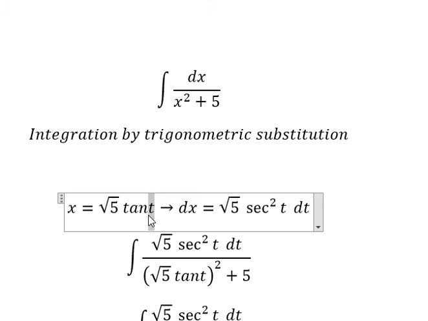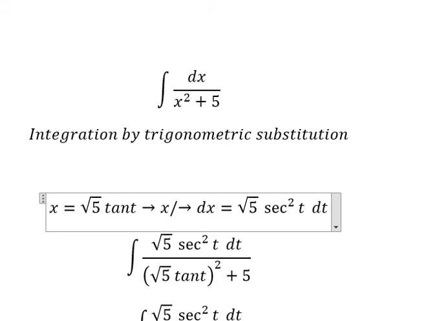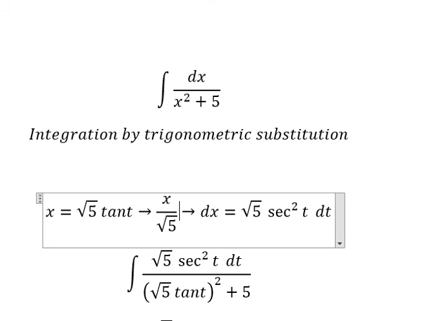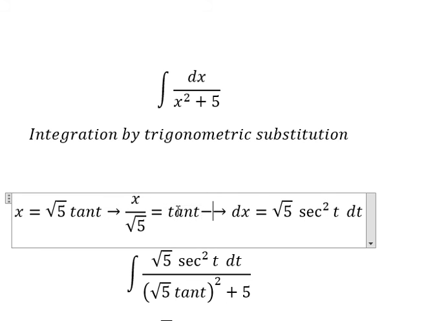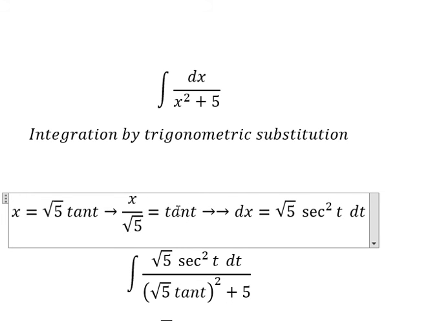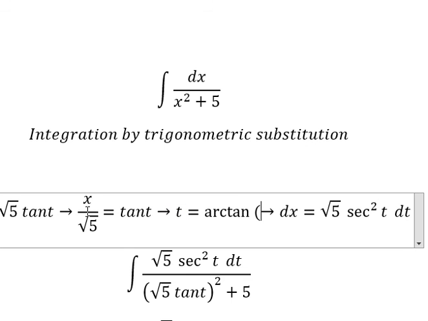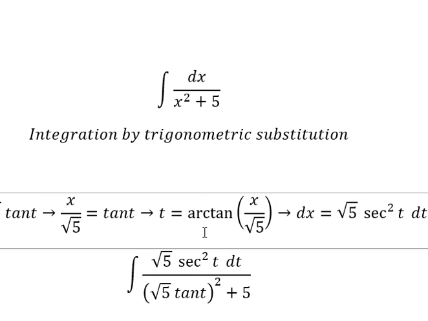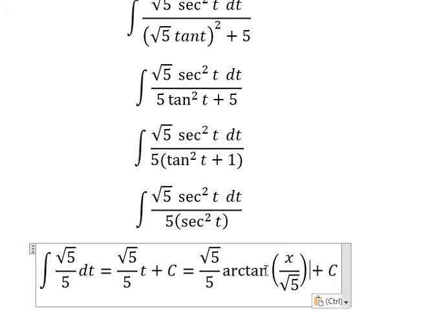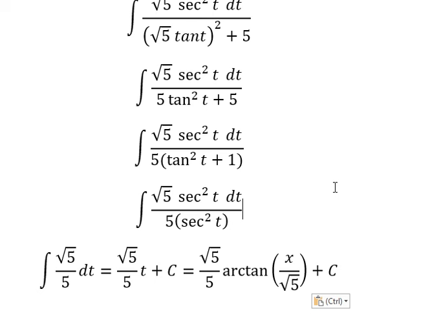So to find the value of t, we need to divide both sides by the square root of 5. And now we can find the value of t, that is equal to tan of s over the square root of 5. So we put this one to change for t. And this is the final answer. This is the end. Thank you for watching.